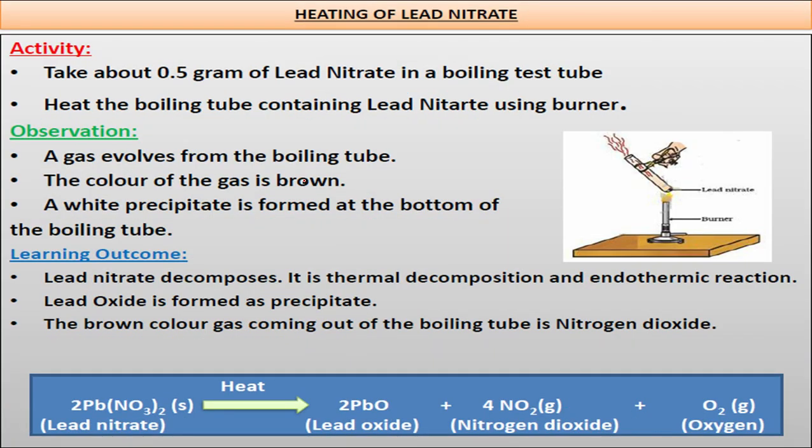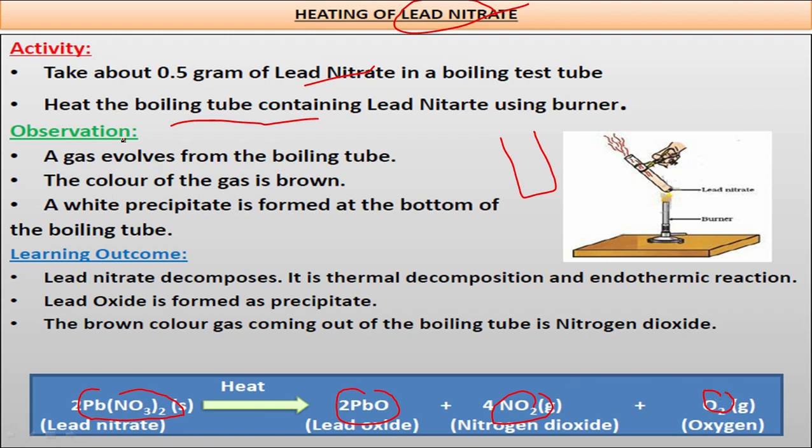Let's talk about one more reaction, that is heating of lead nitrate. Again we are giving heat in the form of flame, that is thermal energy only. We have taken lead nitrate, that is called Pb(NO3)2. The formula is written as Pb(NO3)2. So in the boiling tube, when it is heated, it leads to the formation of lead oxide, and nitrogen dioxide gas is released, plus oxygen gas is also released.